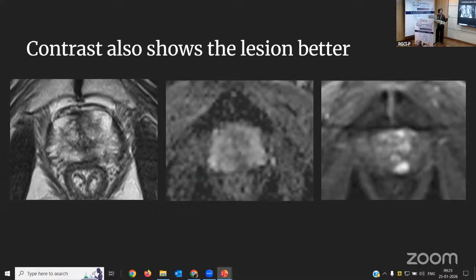We cannot afford to do a non-contrast. We have to give contrast in such patients. So if a patient comes to you with a biparametric, you have to repeat the scan and give contrast because the lesions will definitely shine better, and you may even pick up more lesions if you give contrast.